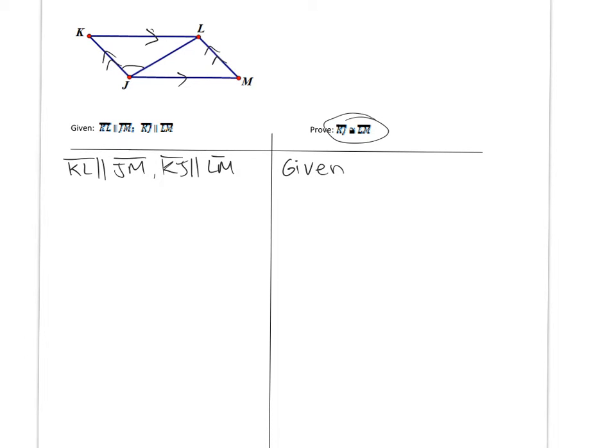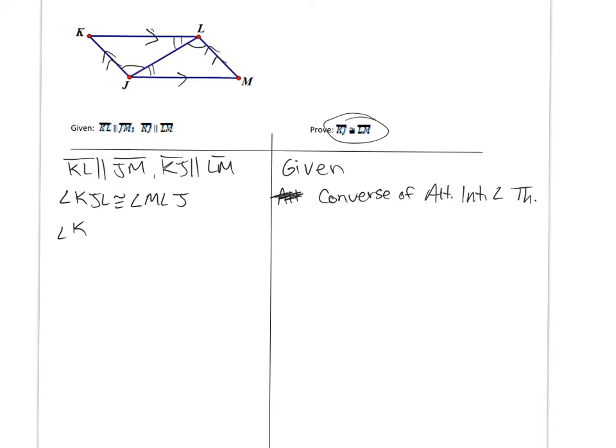I see right here, I have some alternate interior angles. So I can say angle KJL is congruent to angle MLJ by, oh, it's the converse of the alternate interior angles theorem, guys. Let me write that down. Converse of alternate interior angle theorem. And then I can do a really similar step again and say that those two angles are congruent for the same reason.